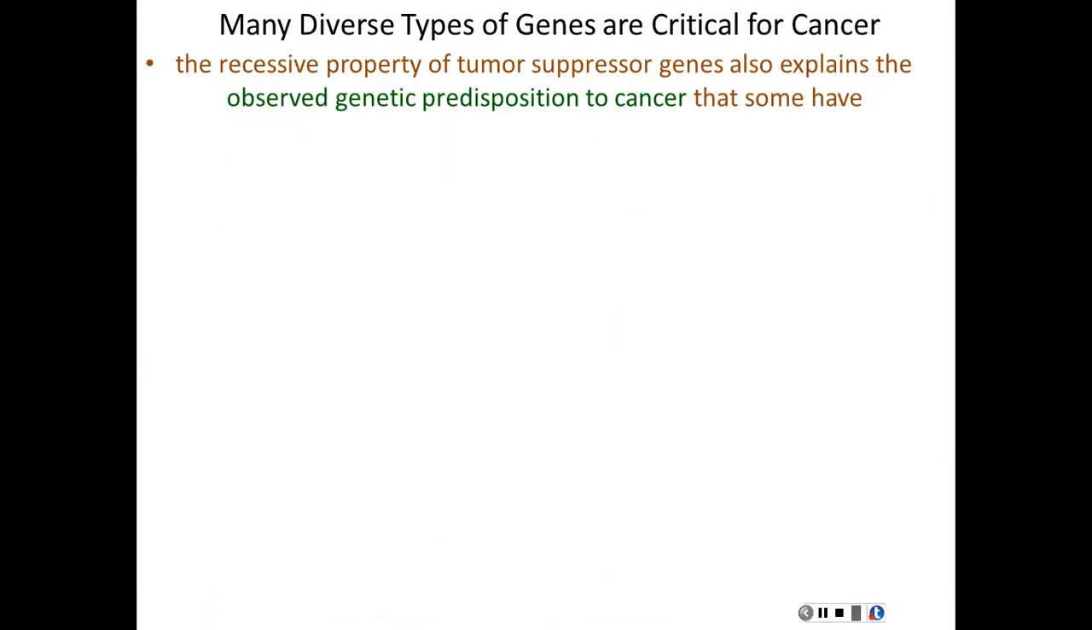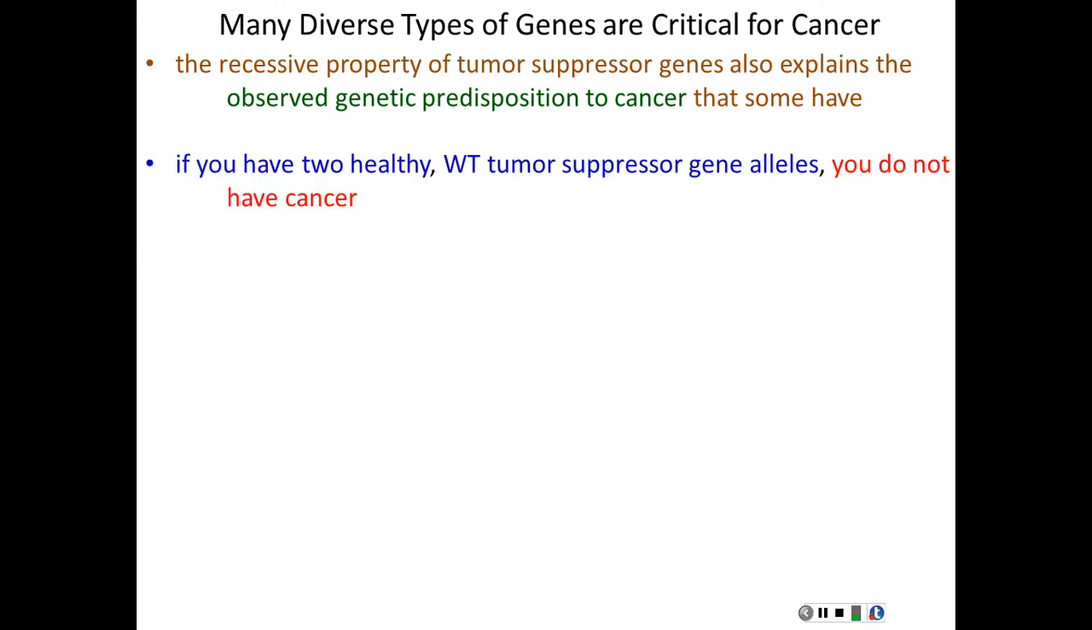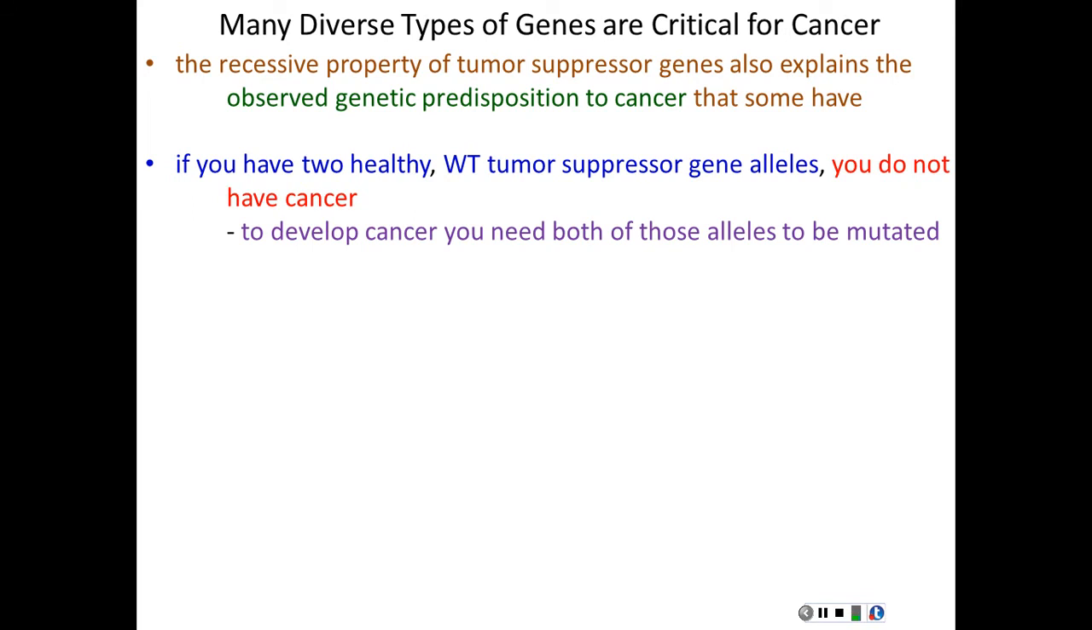It's the recessive property of tumor suppressor genes that also explains the genetic predispositions to cancer we hear about sometimes. We often hear there's a genetic predisposition to breast cancer. She has the breast cancer gene, but she doesn't have the disease, so what should she do? Well, this is all regarding tumor suppressor genes. If you have 2 healthy, wild-type tumor suppressor gene alleles, you don't have cancer, because it's recessive. To develop cancer, you need to develop mutations in each of those 2 healthy alleles, because you need 2 mutant alleles for cancer to develop.